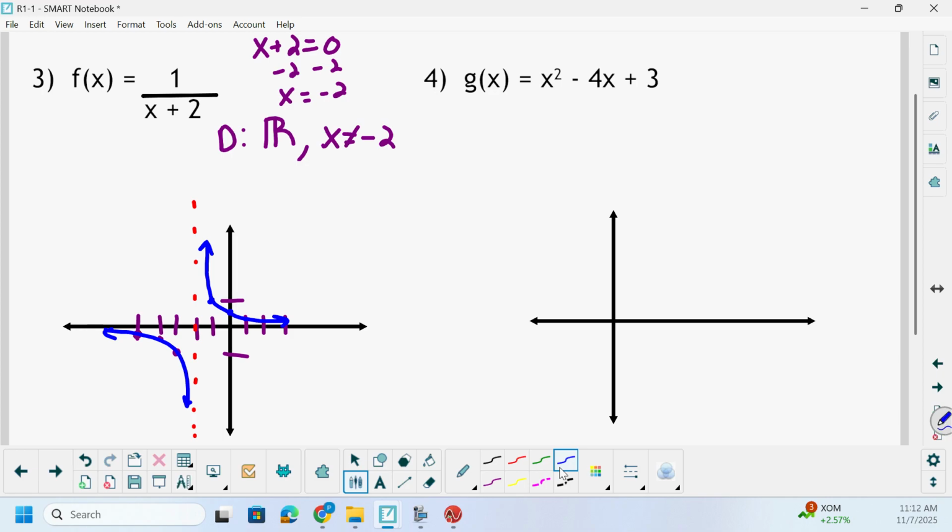So to do our range now, notice our graph goes down forever. Notice our graph goes up forever. But we do have one issue in the middle. The graph never hits y equals 0. So our range for this is going to be all real numbers, but y cannot equal 0.